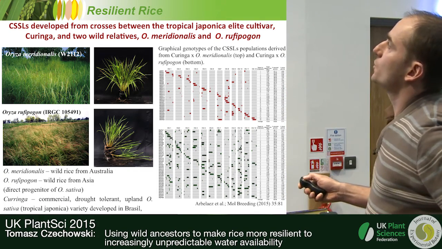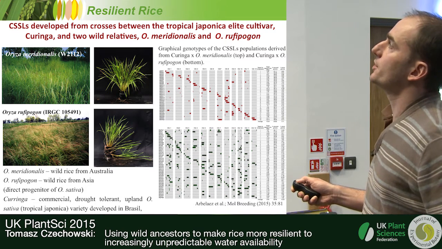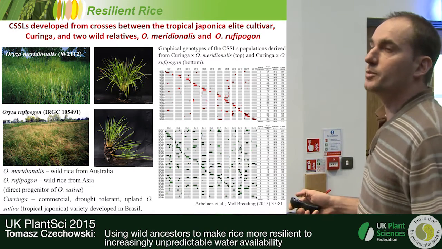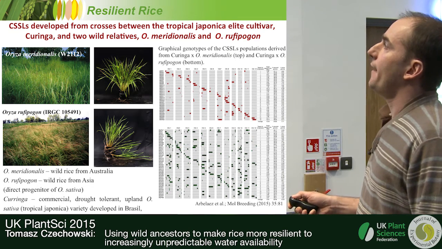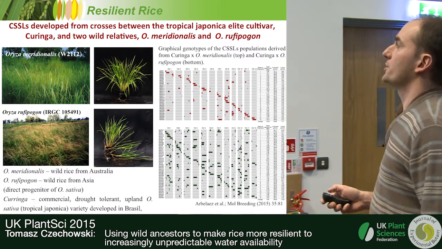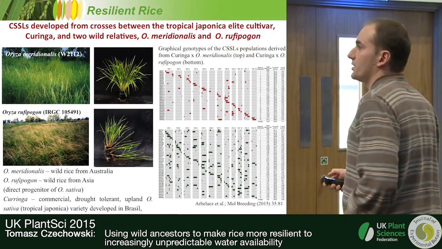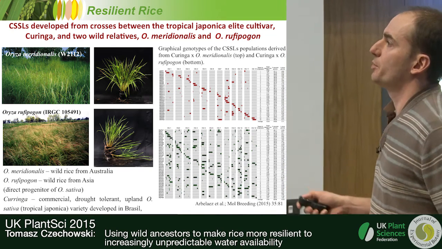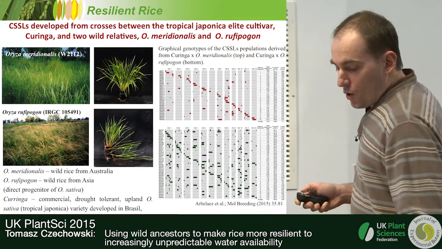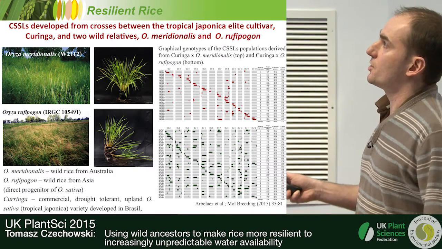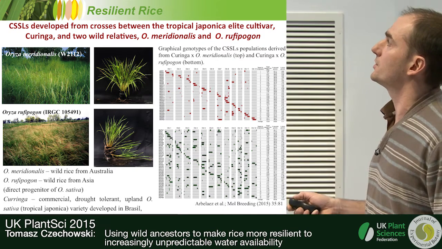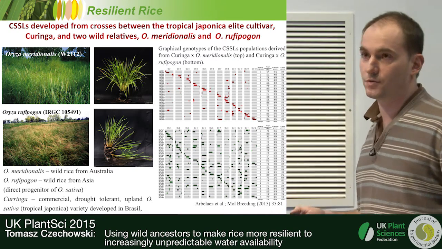So our project uses two wild ancestors, actually three. Oryza meridionalis is the wild rice from Australia. It's very tolerant of drought, high aluminum content, and some bacterial diseases. And Oryza rufipogon, which is the direct ancestor of rice from Asia, is also shown to be resistant to diseases and drought. The background we use is the commercial drought-tolerant upland variety Curinga, developed in Brazil. That's the important message from the previous talk, because if we were to lose these wild ancestors, we wouldn't be able to create these collections, which are very valuable for breeding.